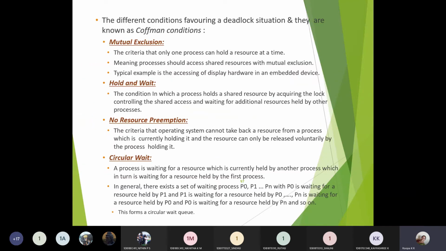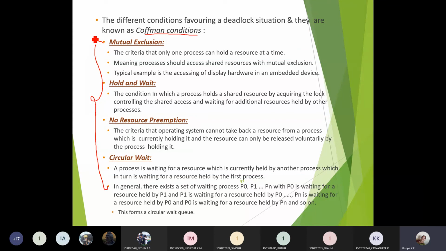What are the different conditions under which a deadlock can appear? These are the 4 different conditions, which are called Coffman conditions. This is also an example, and an important question which has to be explained.